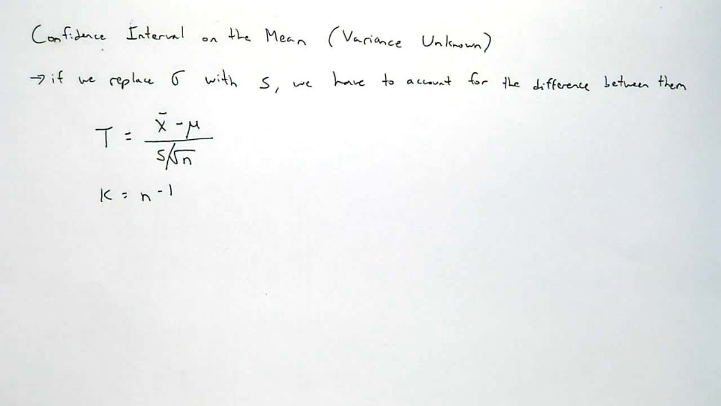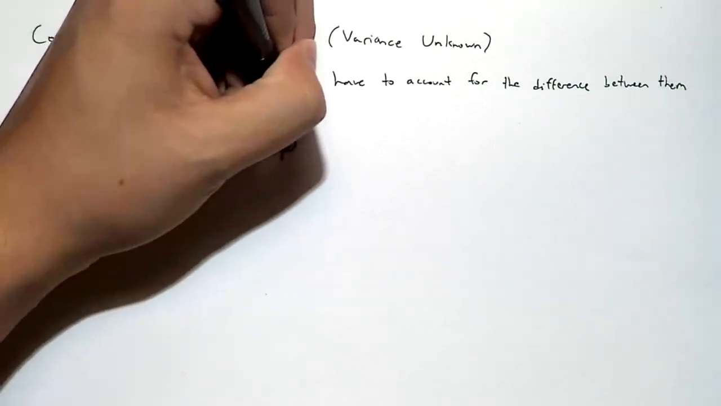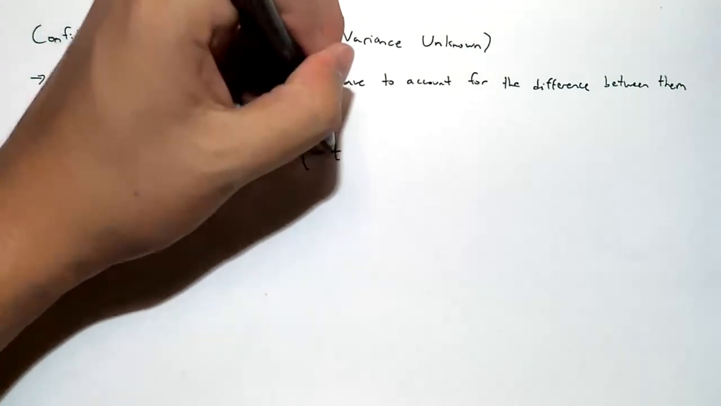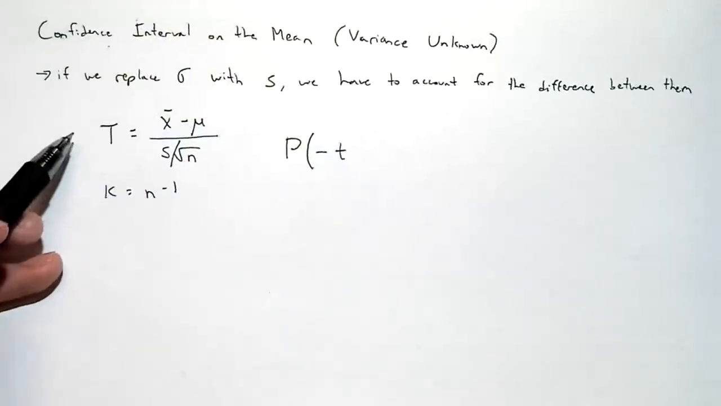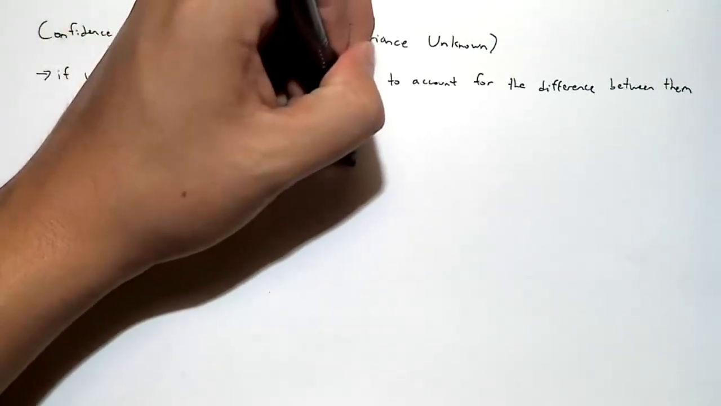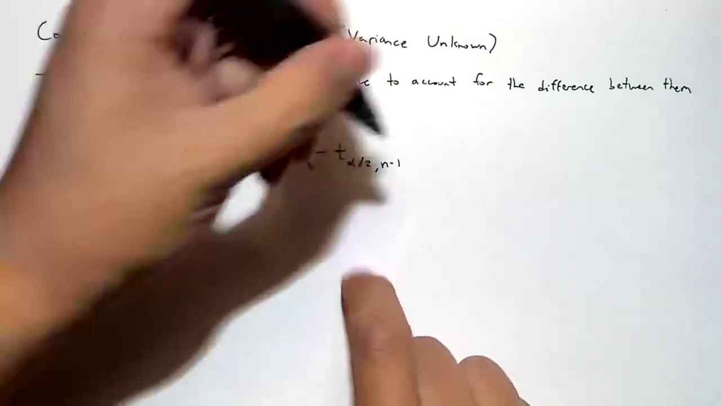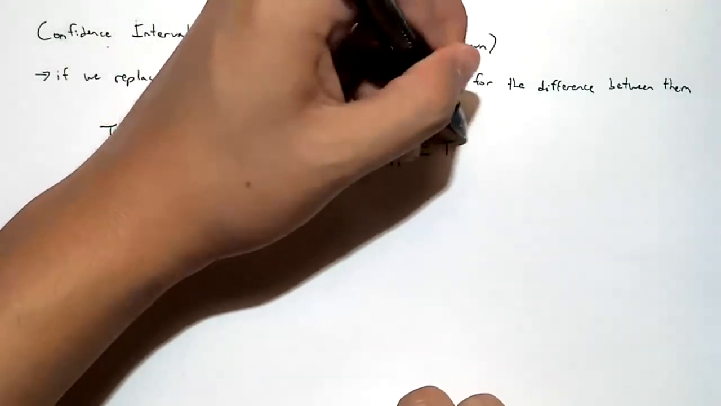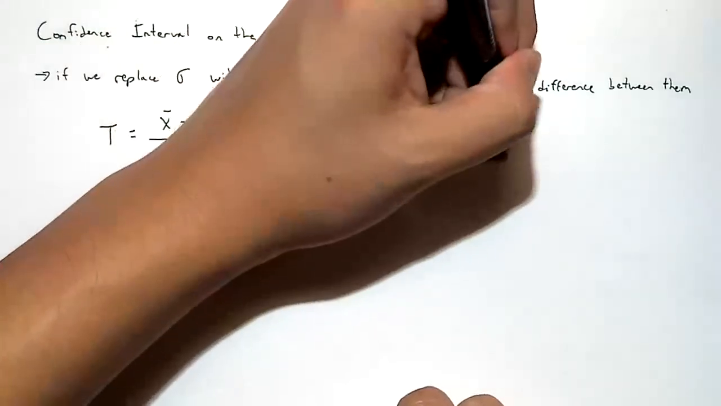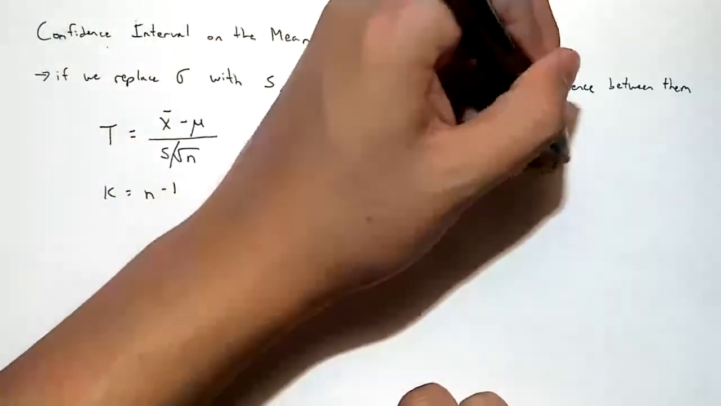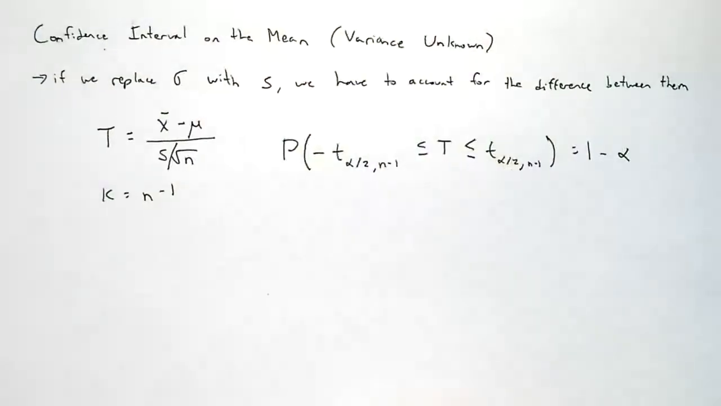Now here's the thing. Looking at the student's t-distribution tables, just like what we did with the standard normal, we could say the probability that my variable t falls in between the t value for alpha over 2 with n minus 1 degrees of freedom and t of alpha over 2 with n minus 1 degrees of freedom is simply 1 over alpha.